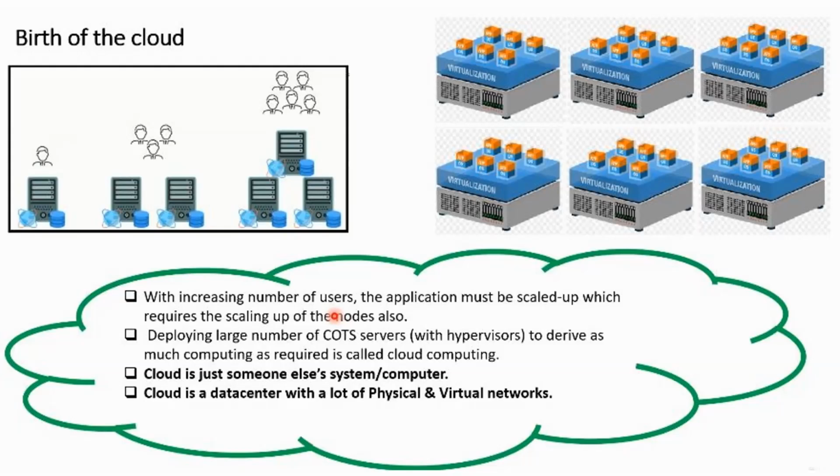Deploying a large number of cloud servers to derive as much computing as required is called cloud computing. Again, that is one of the major advantages. We can achieve both of them using cloud computing. Cloud is just someone else's computer, and that someone else is a cloud service provider. That could be Microsoft, Google, or Amazon. Again, it is a data center with a lot of virtual networks. In other words, short and sweet, a data center is a group of networks and clusters, or more precisely, a group of clusters.